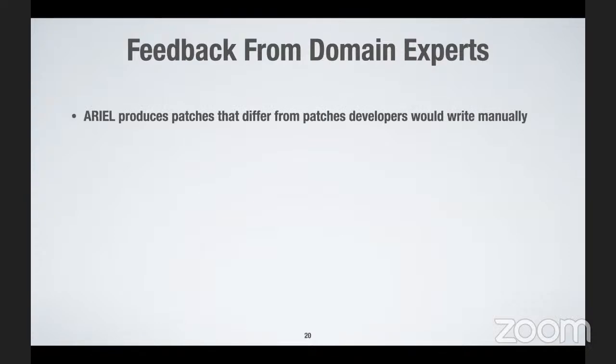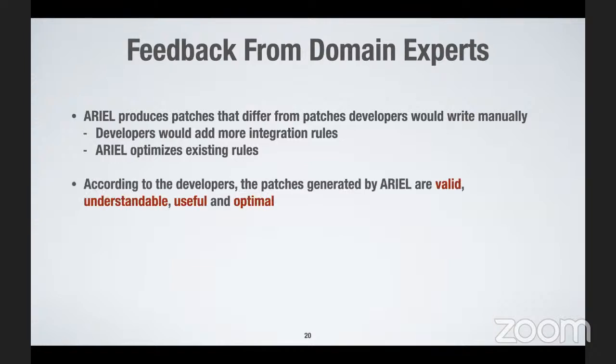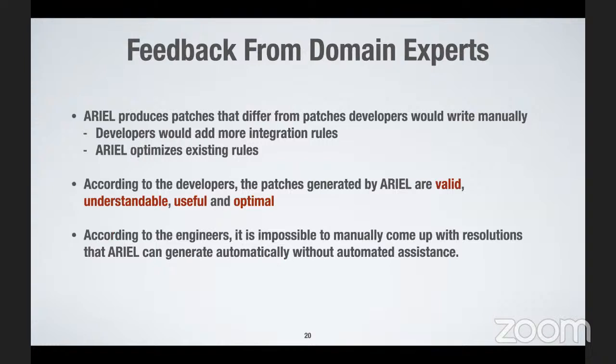The results are pretty interesting. We found that Ariel produced patches that are different from the patches a developer would write manually. Developers mostly would add more integration rules. Our approach solved the same problem by optimizing existing rules, changing the order and changing the thresholds. However, the developer said that the patches our approach generates are very valid, understandable, useful, and also optimal. They also argued that manually repairing this type of system is pretty complicated, if not impossible, without automated assistance.